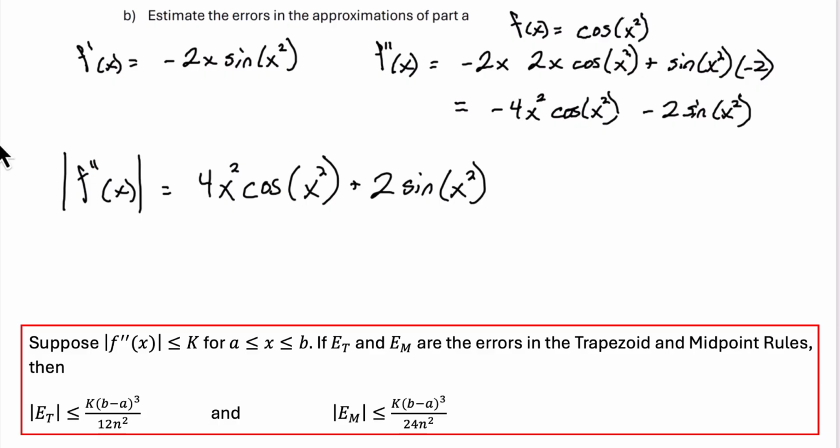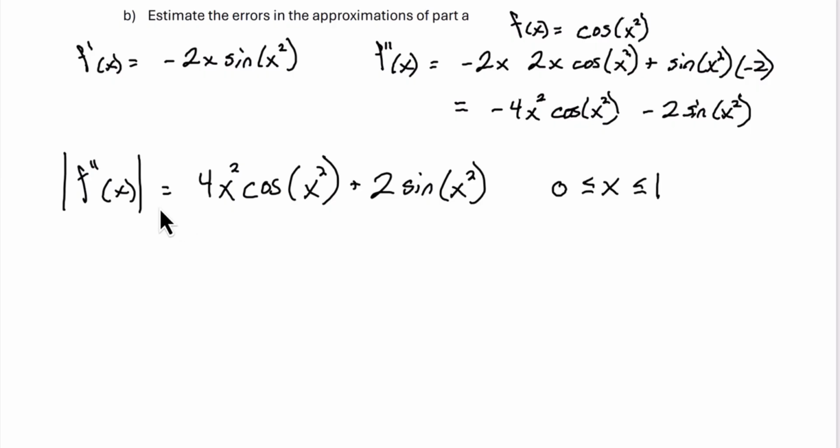And it may be helpful to remind ourselves that we are looking at values from 0 to 1. At this point, we want to ask ourselves what's the highest value each of these factors can take on the given interval. So we're going to say less than or equal to. 4 is just going to stay 4. But what is the highest value that x squared can take on the interval from 0 to 1? If we think about that graph, the highest x squared can be is 1.